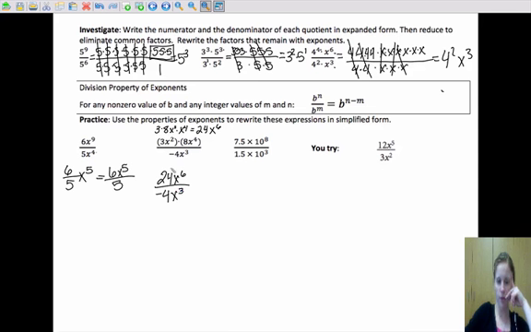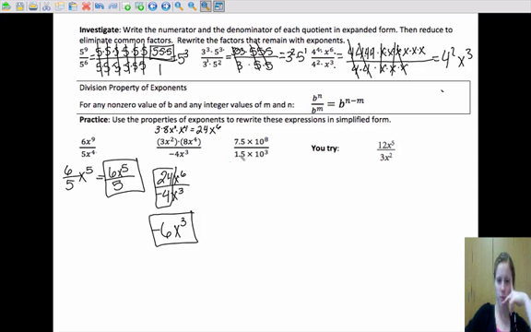Okay, when we have these whole numbers, we can go ahead and do this division. So 24 divided by negative 4 is going to be negative 6. And then x to the 6th divided by x to the 3rd, 6 minus 3 is going to give us x cubed. That's our final answer there.